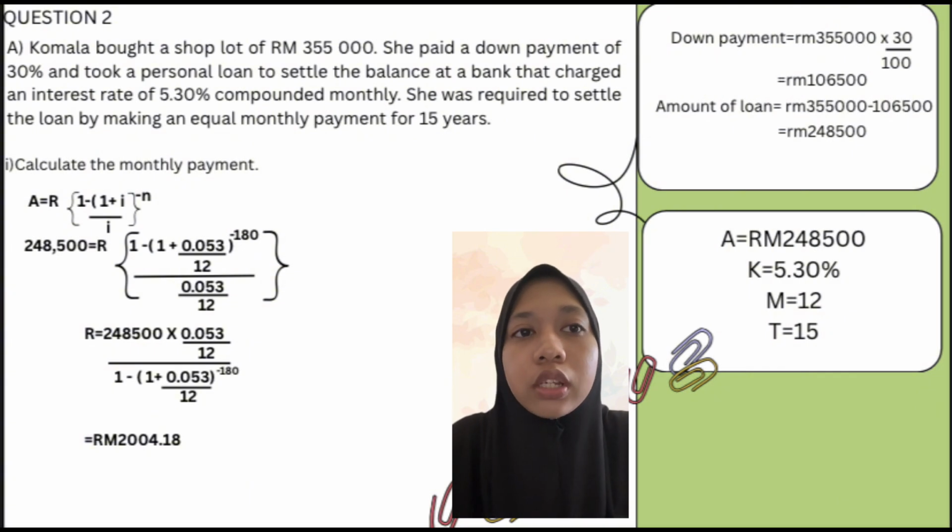First Roman, calculate the monthly payment. This question wants us to find the value of R. To find the value of R, we need to use the present value of annuity formula, which is A equal to R open bracket 1 minus open bracket 1 plus i close bracket power of negative n divided by i. To get the value of R, first we need to find the value of A.